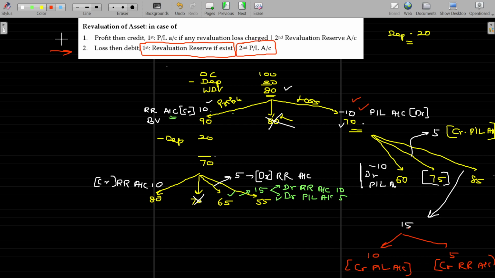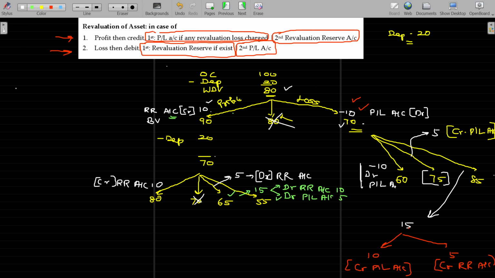When there is a gain, a profit, is there any revaluation loss with respect to that asset charged in the P&L account earlier? Yes, sir. Reverse that. Reverse means crediting the P&L account to the extent of the revaluation loss that was charged. Do that first of all. And the profit available beyond that, any balance, will then be transferable to the revaluation reserve account. So these are the two processes.